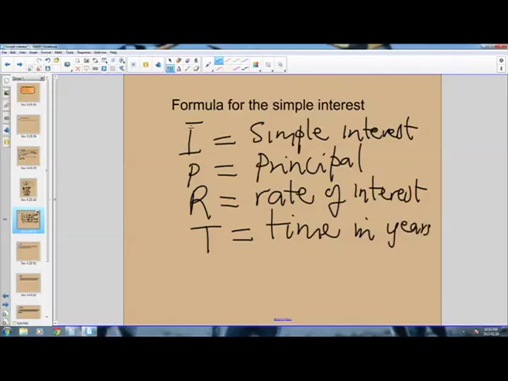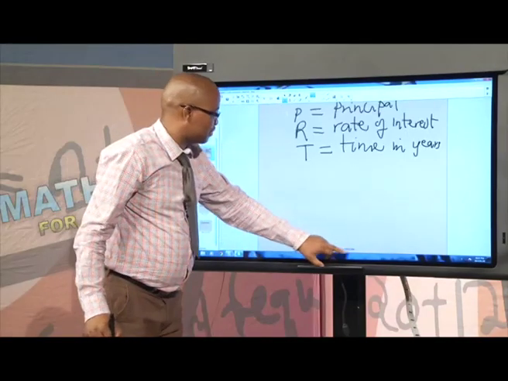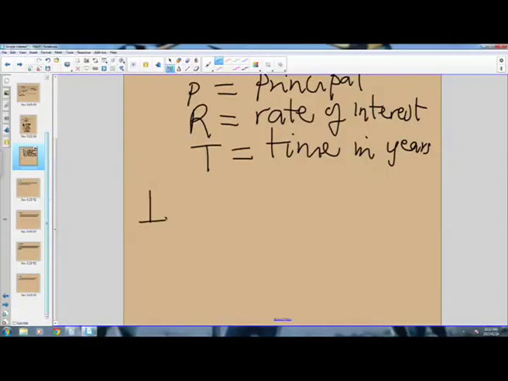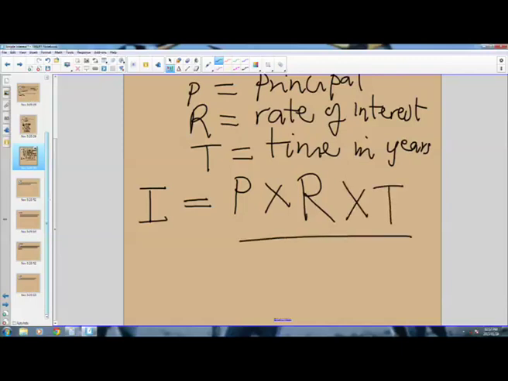So what will the formula for simple interest be? The formula for simple interest then will be I, for the simple interest, equals P times R, which is the rate of interest, times the time, which is T, divided by 100.